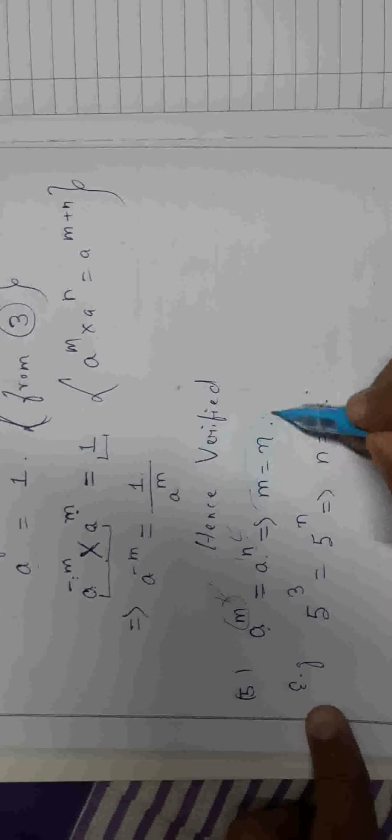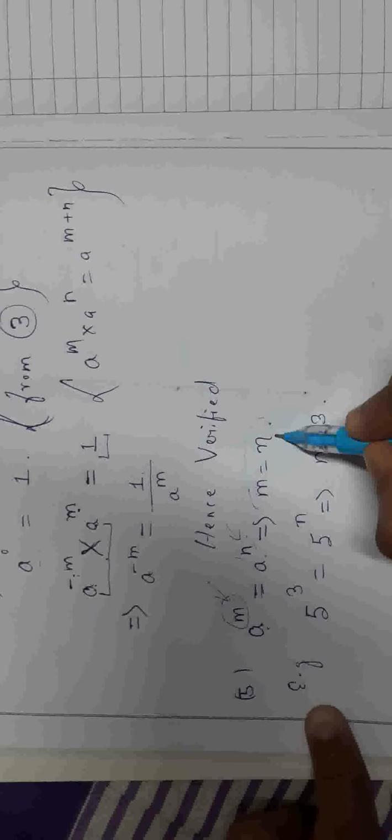So the fifth law says if a to the power m is equal to a to the power n, only then their exponential parts must be equal. That is the fifth law.